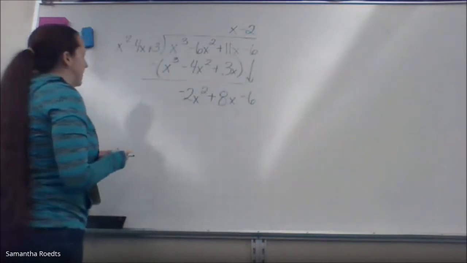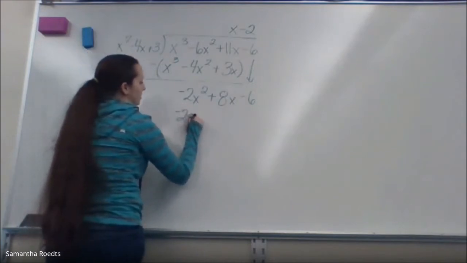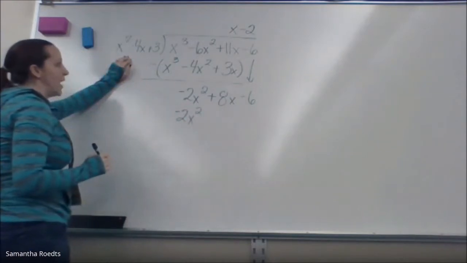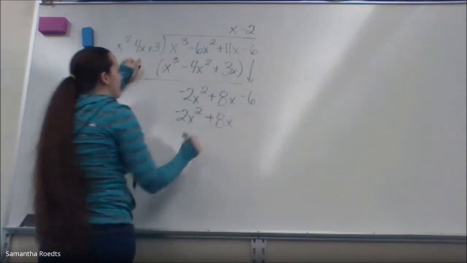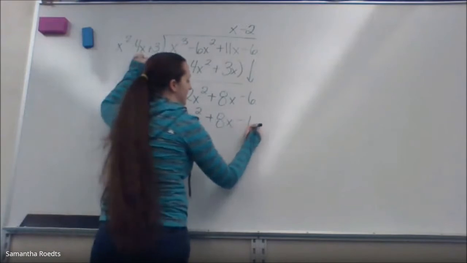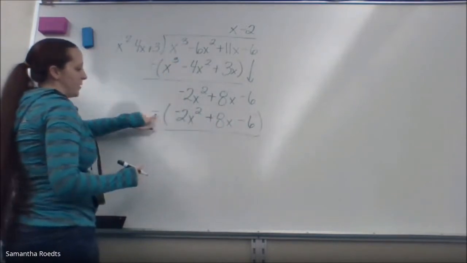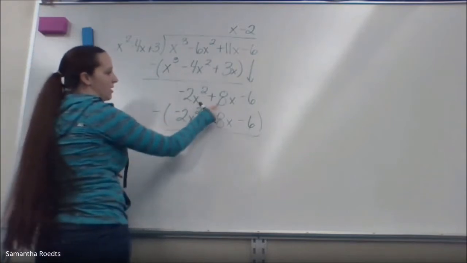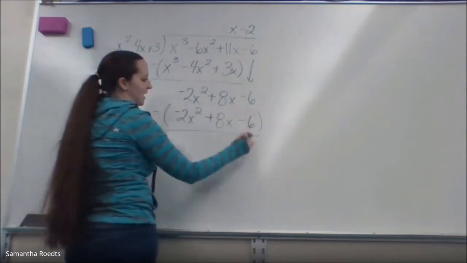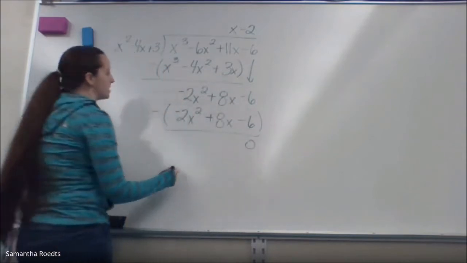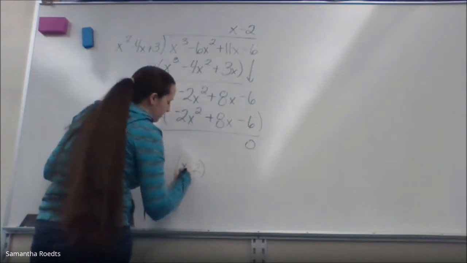Okay, so I have negative 2, and then I multiply it by what's outside. So negative 2 times x squared is negative 2x squared. Negative 2 times negative 4 gives me a positive 8x. Negative 2 times 3 gives me a negative 6. And I subtract. Negative 2x squared minus negative 2x squared is 0. 8x minus 8x is 0. Negative 6 minus a negative 6 is 0. So I have no remainder. So that means my answer is x minus 2.